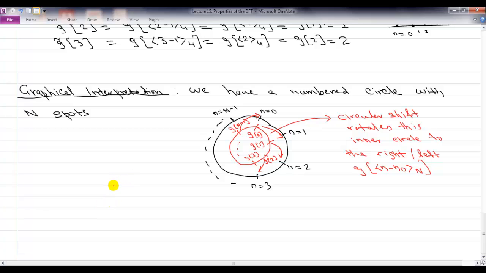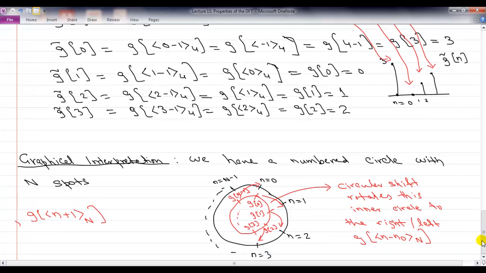And you can do that even if you had a shift of more than 1. If you were given g of n plus 1, for example, mod n, then instead of going right, you will go left. Instead of going clockwise, you will go counterclockwise. So in that case, whatever is at n equal to 0 will actually move to n minus 1 and so forth. Okay. So you can think of circular shift in that way.